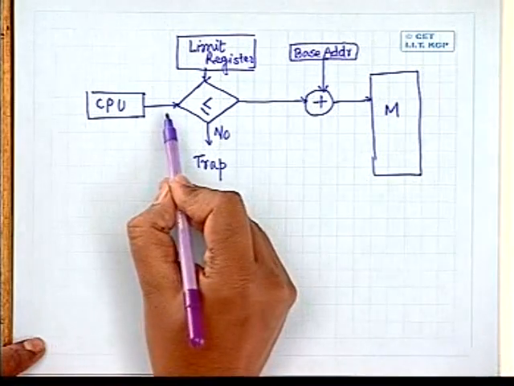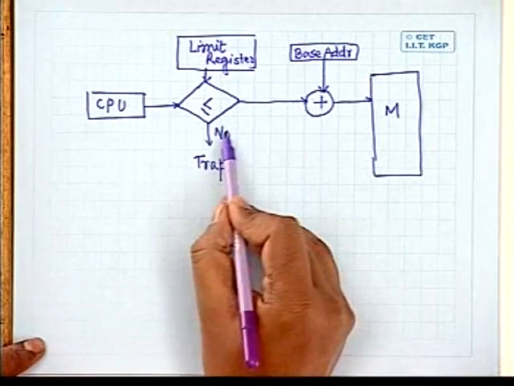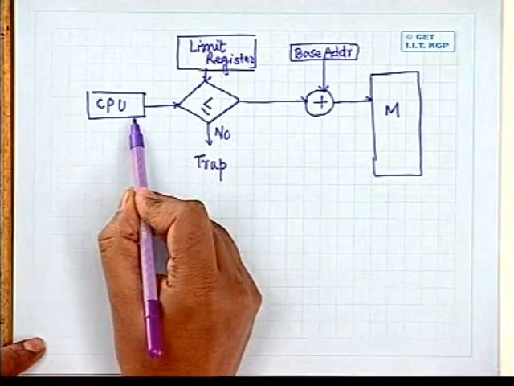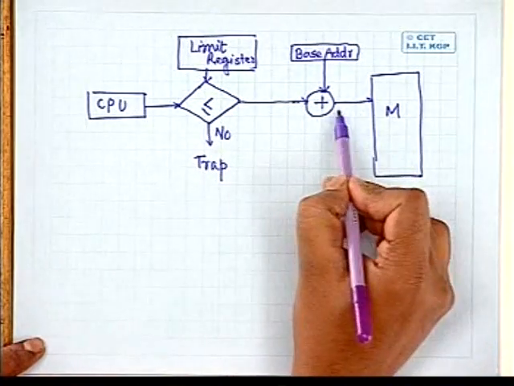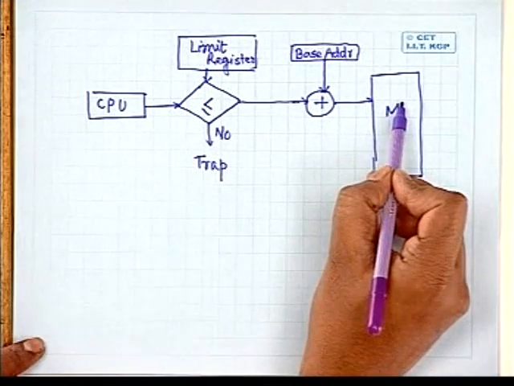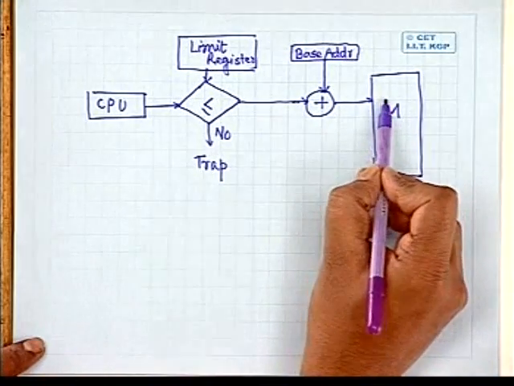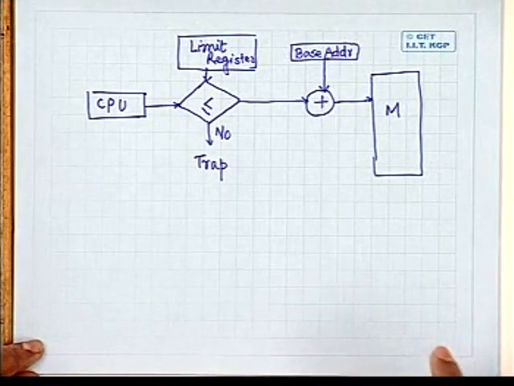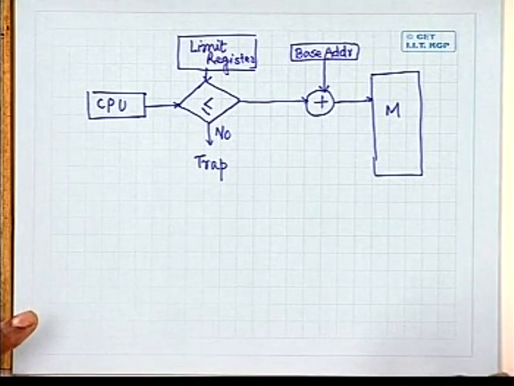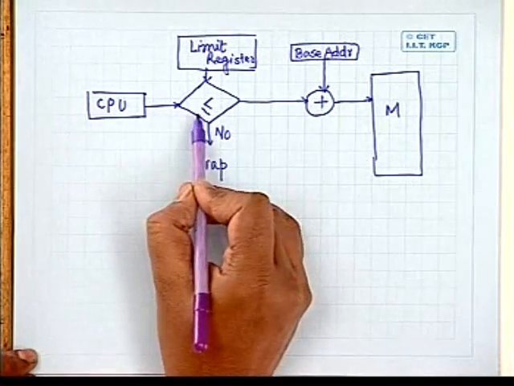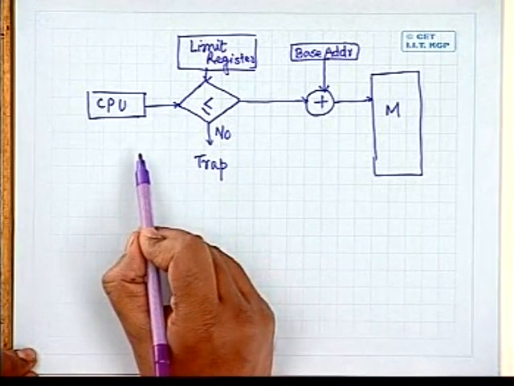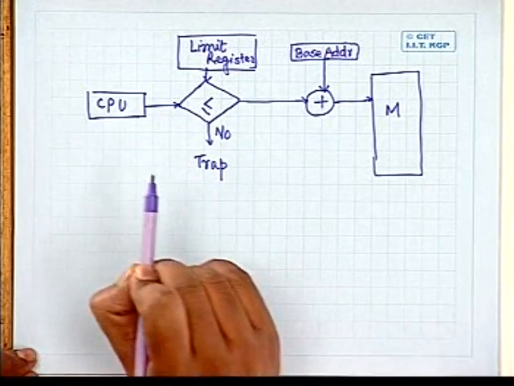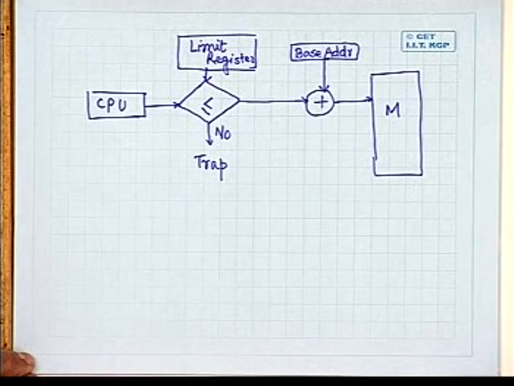Okay, so if this address is less than or equal to the limit register, then you add the address, because this is the logical address, to the base address. That gives you the physical address in the main memory. This physical address tells you which particular location of the main memory is to be accessed. If it becomes more than the limit, then there will be a trap, because the process is trying to access an area which is not actually allocated to it.